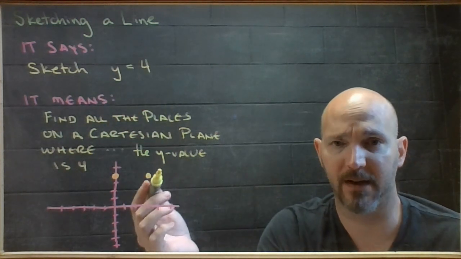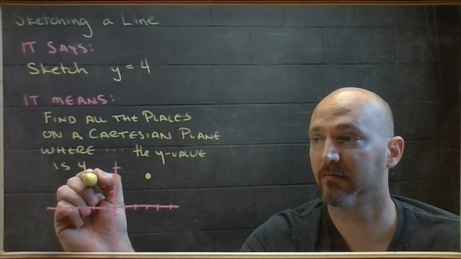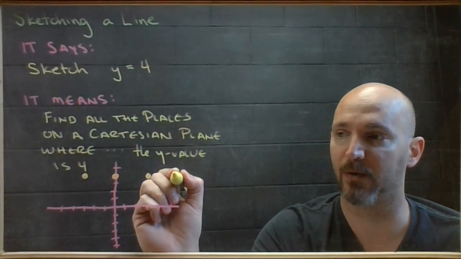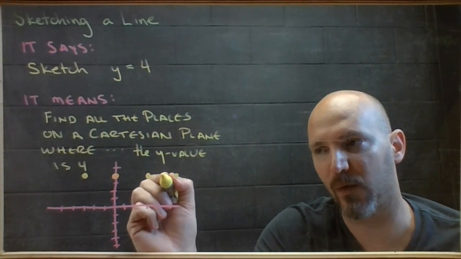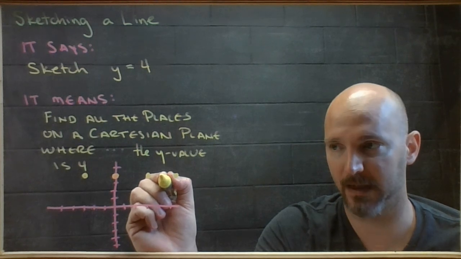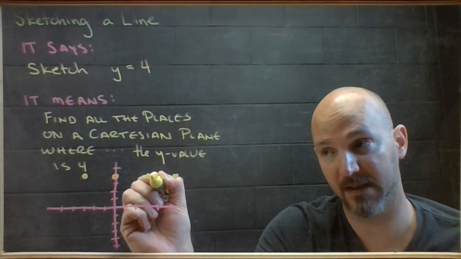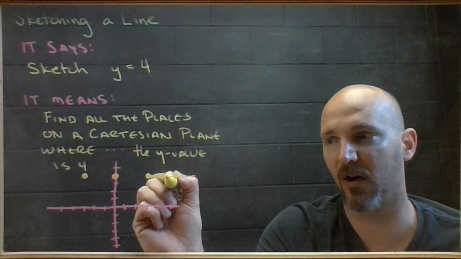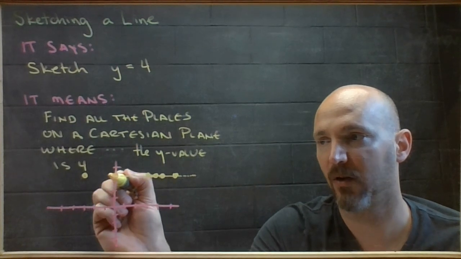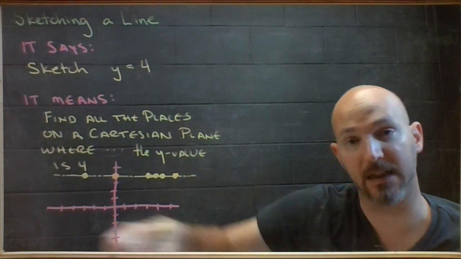So find another spot. Is the y value 4 here? It is. Is the y value 4 here? Sure is. Is it 4 between these two places? Yep. How about between these two? How about between these two? And I don't know if you sort of see what's happening here, is that all of the places where y is 4 happen to line up in a nice straight line.